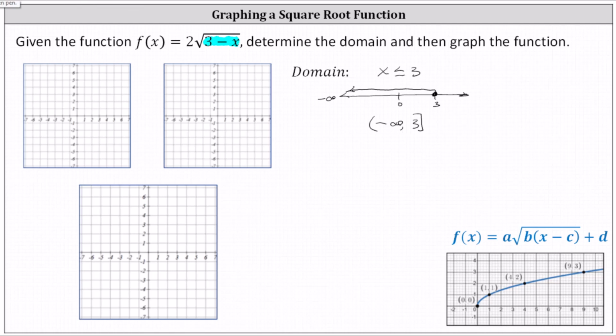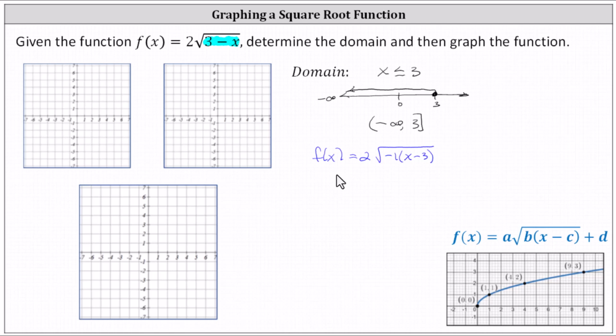In order to write the given function in this form, though, we are going to have to change the form of 3 minus x. 3 minus x is equal to negative x plus 3, and if we factor negative 1 out, we can write this as negative 1 times the quantity x minus 3. This indicates we can write the given function as f of x equals 2 times the square root of the product of negative 1 and the quantity x minus 3. And now we can identify the values of a, b, and c.